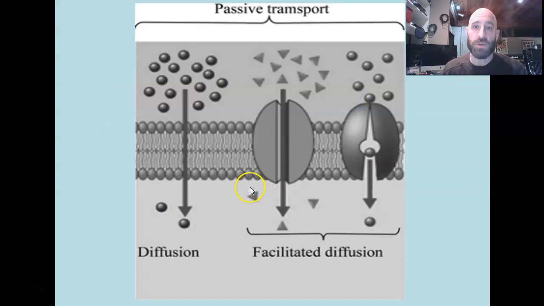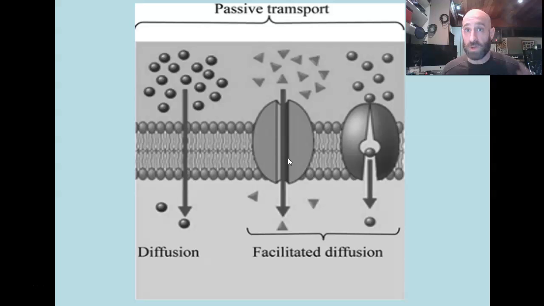So this diagram just shows that, right? So this would be simple diffusion here. The particles go right through the membrane. They're small enough to fit right through. But in facilitated diffusion, they need to use a protein to get through. So they're still going from high to low concentration, right? There's more outside than inside, so they're still going to follow the rules of simple diffusion, the concentration gradient from high concentration to low concentration, but they need a protein to do it. So that's just the big difference there.